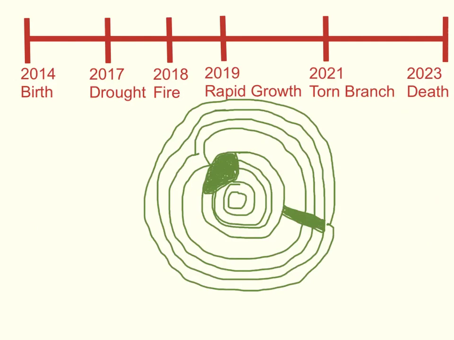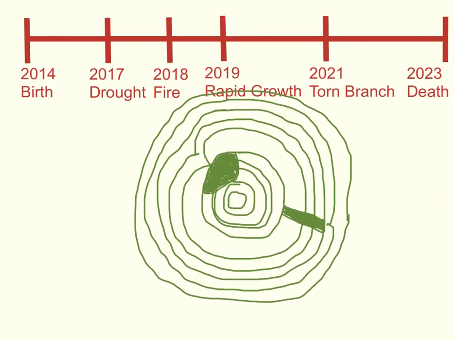2023 is the year that the tree died. It doesn't give us any major information, so we're going to draw another normal ring for 2023. And then you can draw your bark around the outside of the tree, because of course the tree always has bark there.